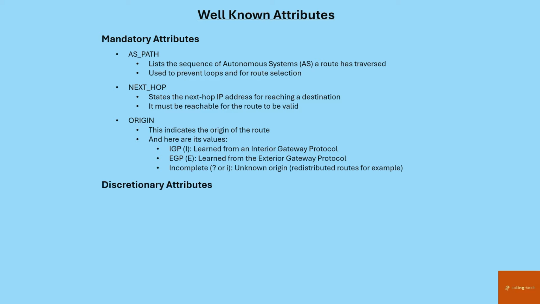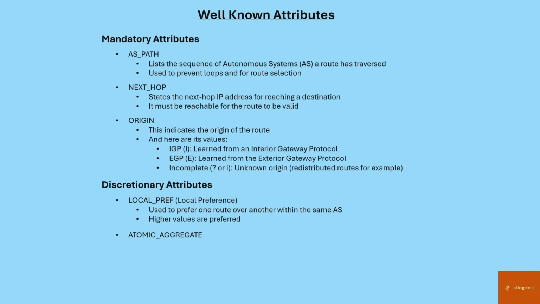So what about the discretionary attributes? Well, there's the local preference. That's used to prefer one route over another within the same AS. And higher values are preferred within this attribute. And the atomic aggregate indicates that the route information has been summarized. We've gone into summarization previously, especially within OSPF, but we will go back through this again in later videos when we get to the atomic aggregate attribute.